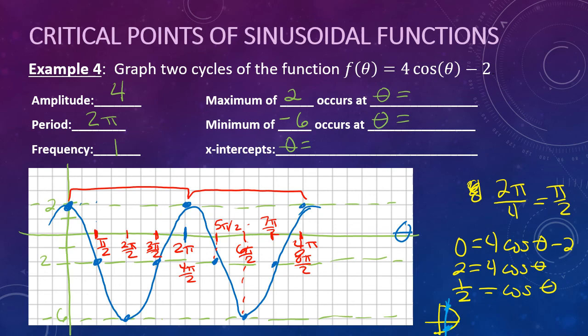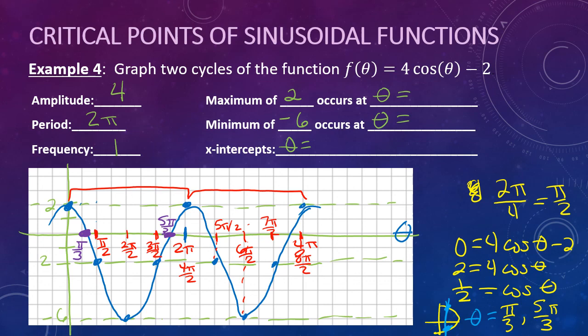So that happens here and here on my unit circle. When is x 1/2? X is 1/2 when my theta value is pi over 3, and when my theta value is 5 pi over 3. So if I transfer that to the graph over here, I'll use purple. That means this x-intercept right here is pi over 3, and this x-intercept here is 5 pi over 3. And now I have enough information to do all of my maximums and intercepts.